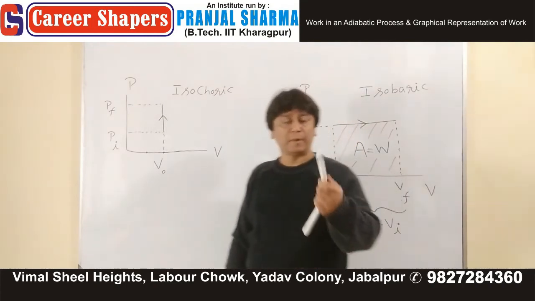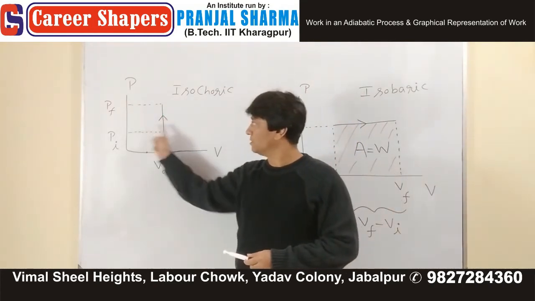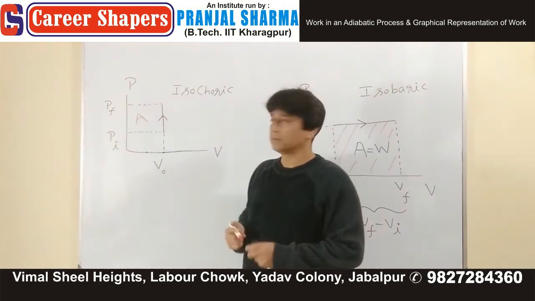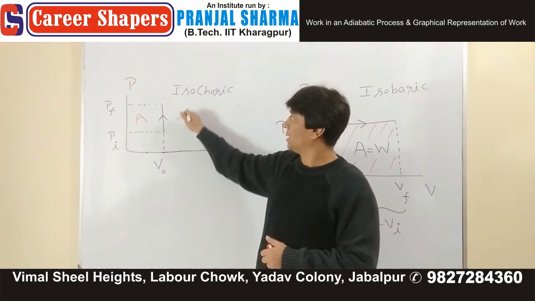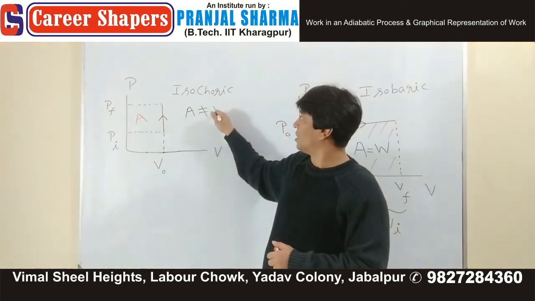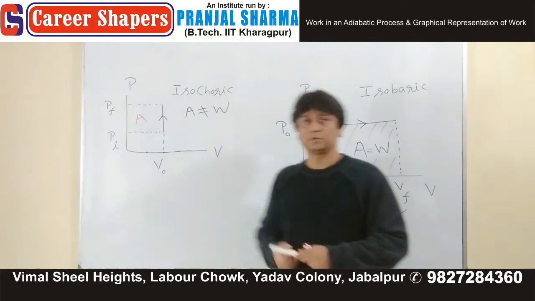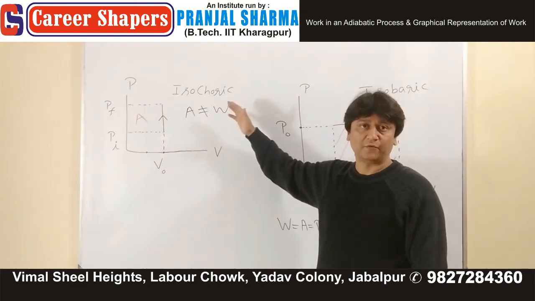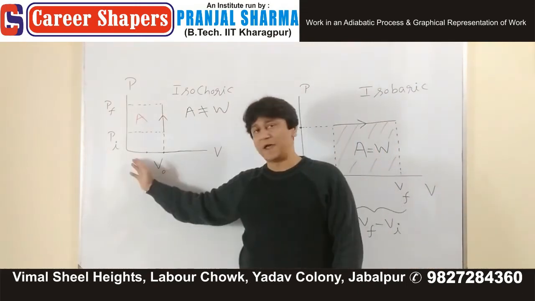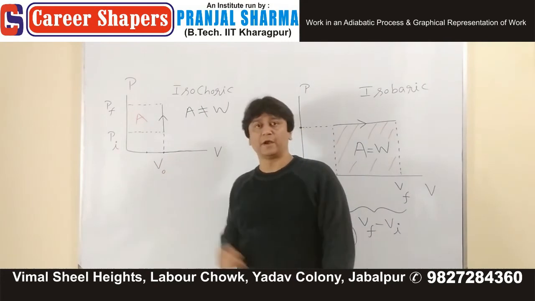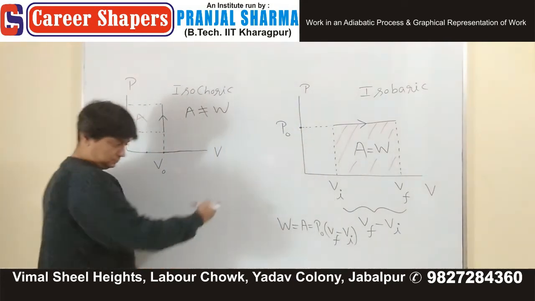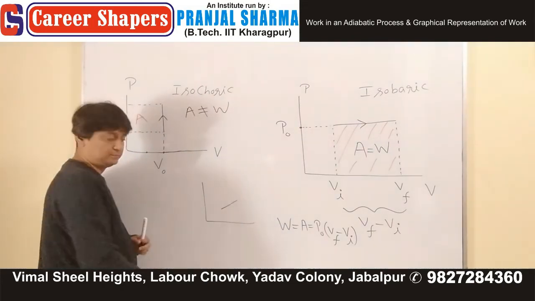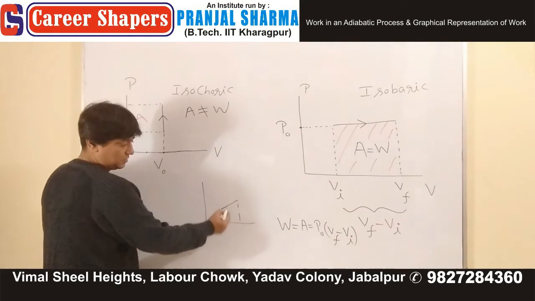So many times what people do, they go for this area. So if you find this area, remember A is not W, because look at the statement. The statement tells us the area between the graph and the volume axis. So how do you find this area? Look here, this is the graph. This much is the area.